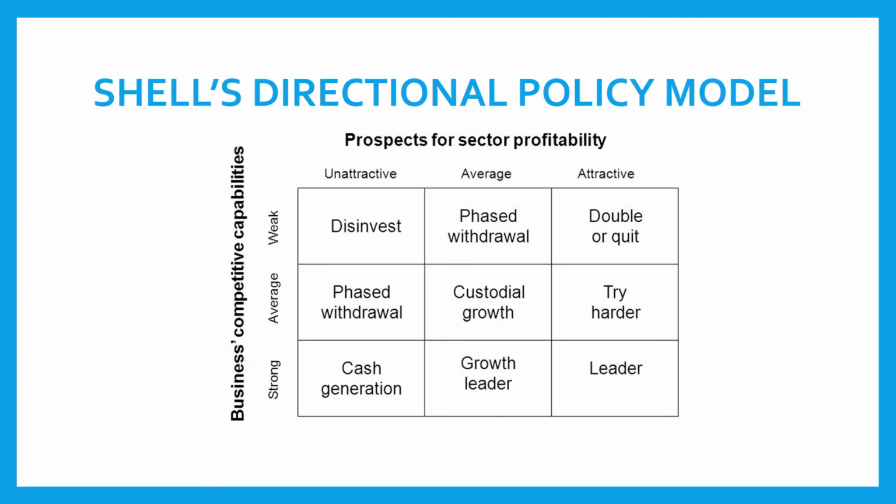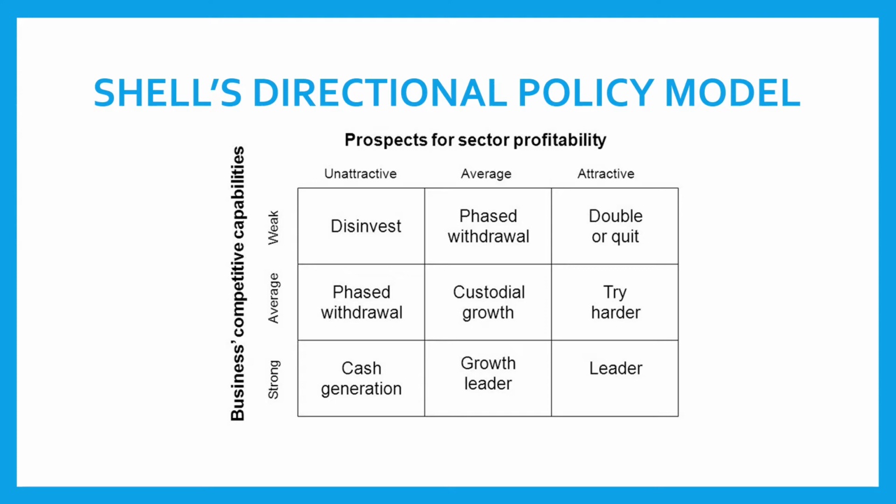The next is the Shell Directional Policy Model. This was developed by Shell Chemicals, United Kingdom. It is another portfolio model, which helps the company in identifying one balanced business portfolio. The model is positioned in a 3x3 matrix.